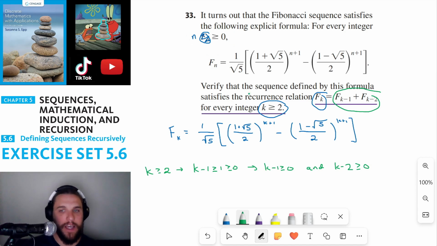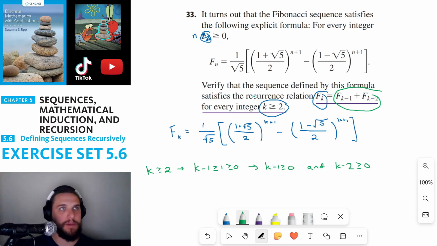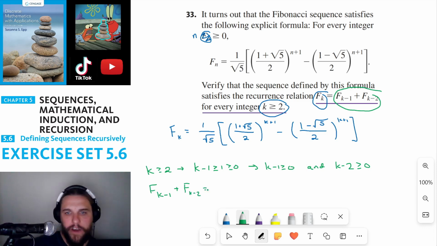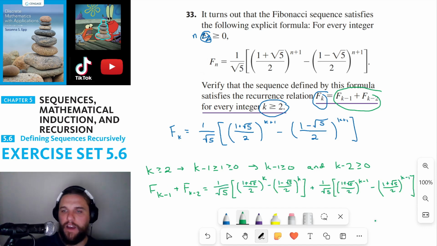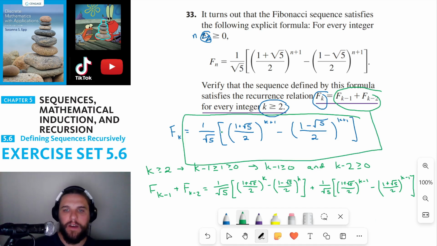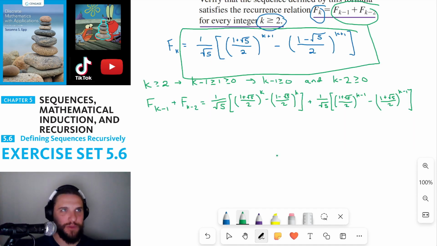So I'm going to apply this explicit formula to both f sub k minus 1 and f sub k minus 2. So now we have to evaluate this right-hand side, which means we need to apply this explicit formula to both of these pieces. So this is going to be kind of long. And so that's what that looks like. That's what f sub k minus 1 plus f sub k minus 2 looks like using the explicit formula. Now we have to somehow simplify this expression down to this blue expression here. And this is going to require some algebra.